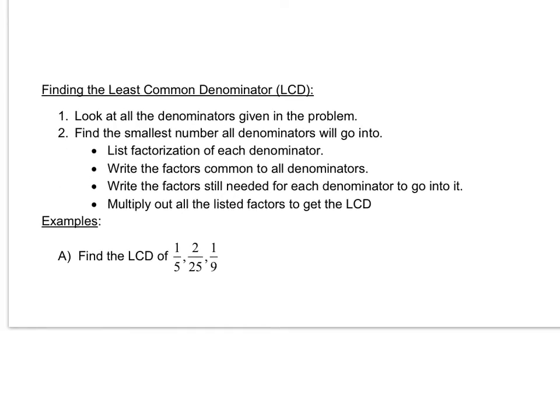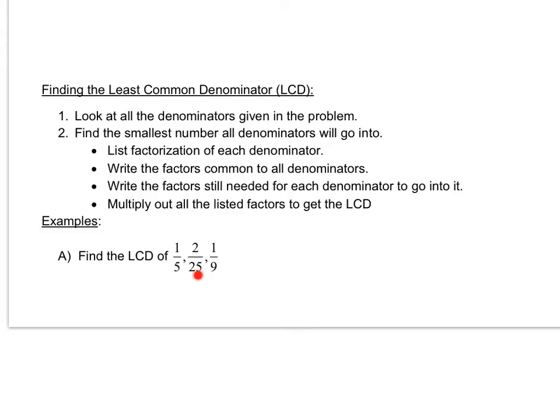Find the least common denominator. Okay, so the least common denominator between 5, 25, and 9. So always start with the biggest number, okay? So we're looking at 25 right now. Can I multiply 5 and equal 25? Yes. Can I multiply 9 and have it equal 25? No. Okay, so we got to keep going then.